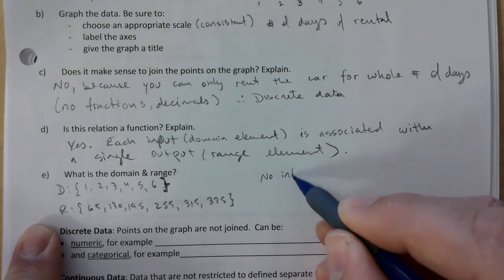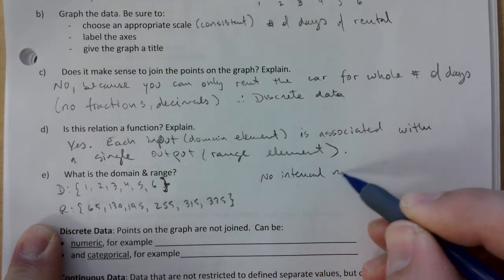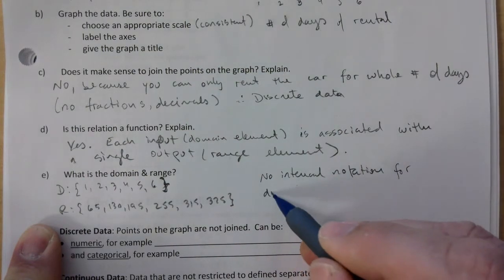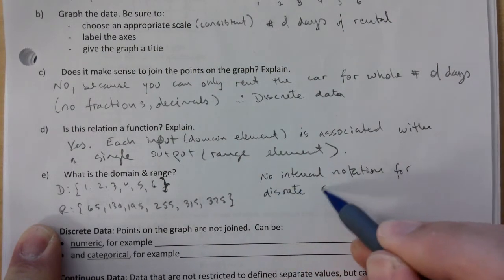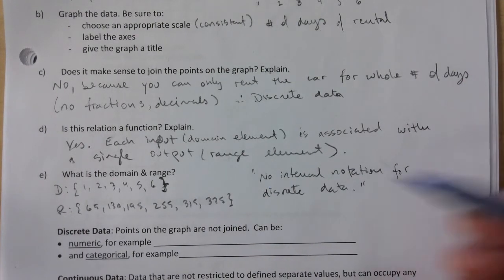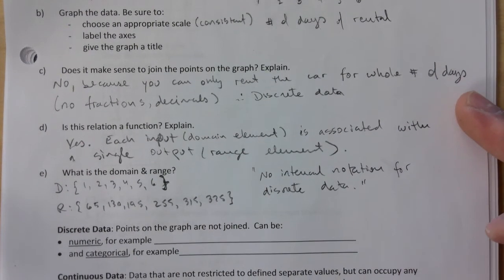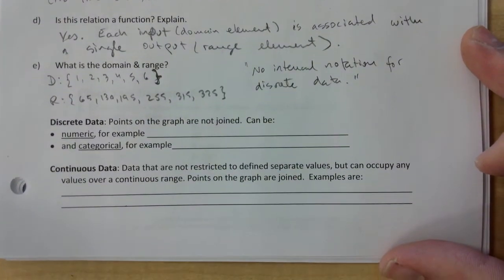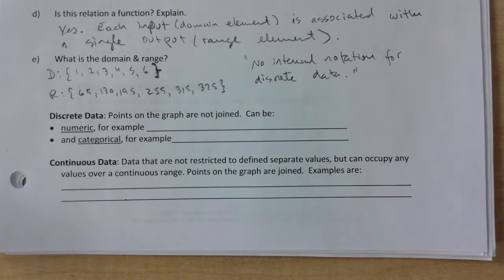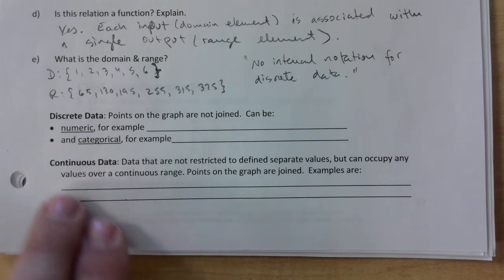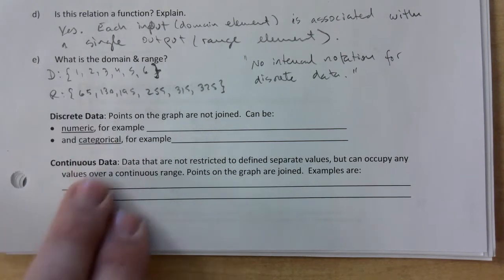No interval notation for discrete data, okay? There's a little note here. We can only use set notation there because we can't do things in between. And here's a bit of a reminder of discrete versus continuous.